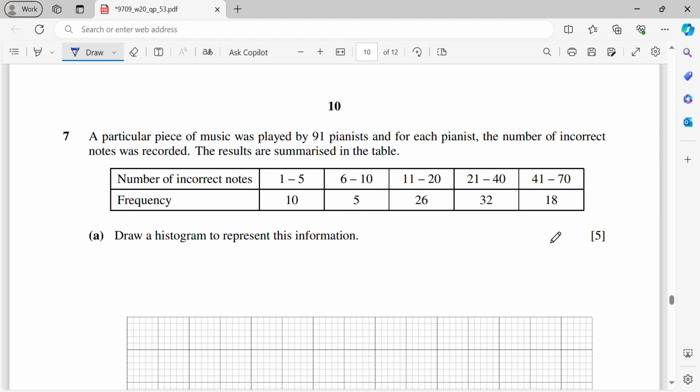Okay, now question number 7. A particular piece of music was played by 91 pianists, and for each pianist, the number of incorrect notes was recorded. The results are summarized in the table. So you are given the table. A. Draw a histogram to represent this information. So for histogram, we need the frequency density because it is not equal class width.